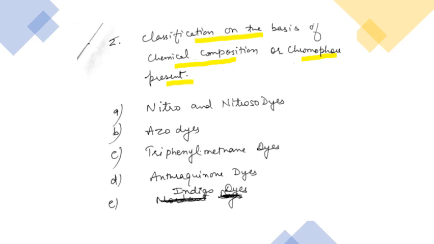If anybody asks, can you classify the synthetic dyes on the basis of the chromophores? That comes also in this classification. You can easily tell them that yes: the nitroso dyes, azo dyes, triphenylmethane dyes, anthraquinone dyes, indigo dyes. These are the dyes on the basis of the chromophore present, and we can easily differentiate between all these dyes on the basis of the chromophores.